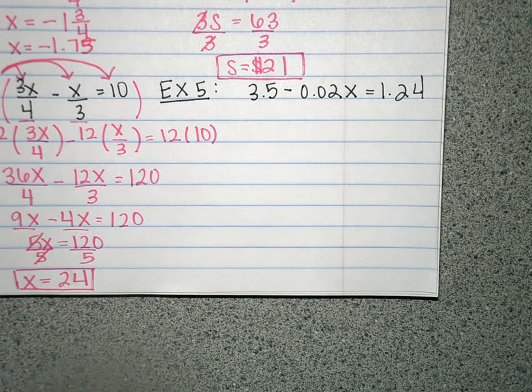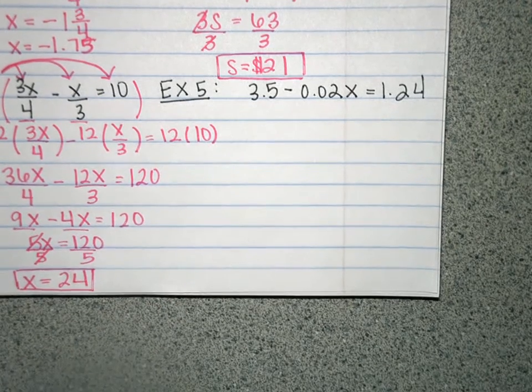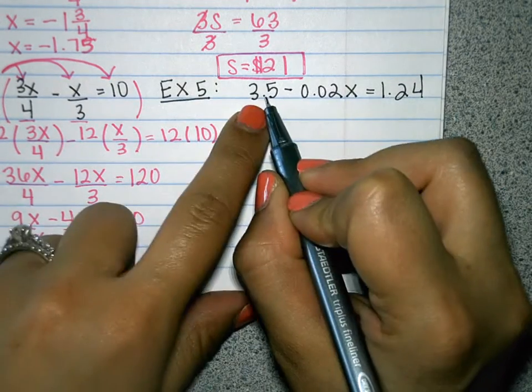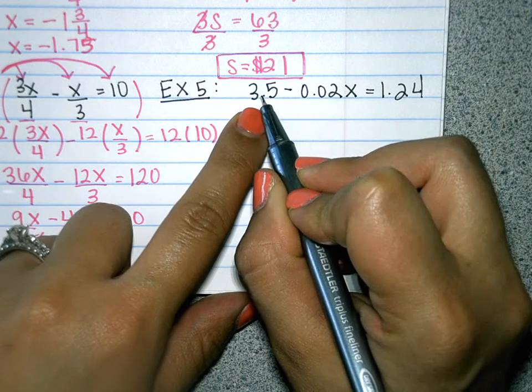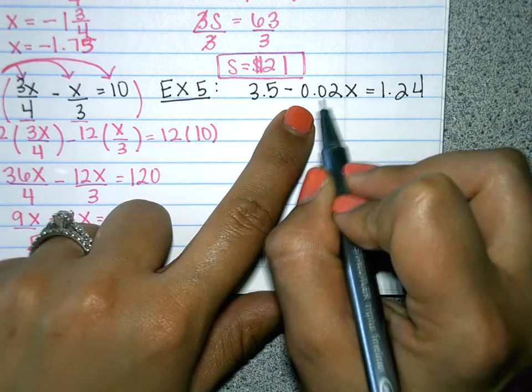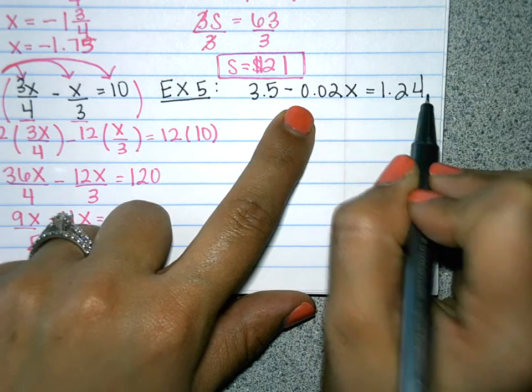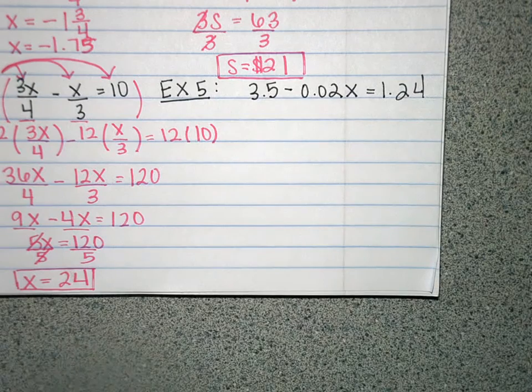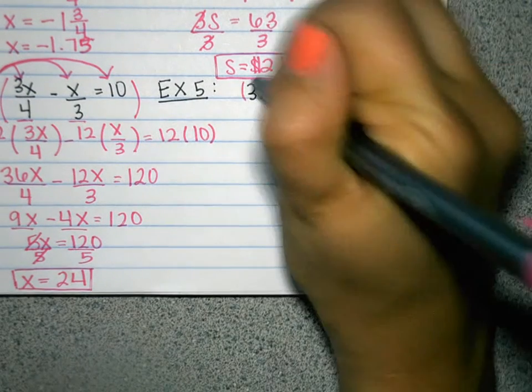So in this problem, we would like to clear the decimals so that we're only working with whole numbers. In order to do that, we want to multiply the entire equation by a number that will move our decimal place over. And remember, zeros move our decimal place over. So this 3.5, I want to move over 1, but the 0.02 and the 1.24, I want to move over 2 spaces. So I need to multiply by the number that will move my decimal over 2 spaces, which is going to be 100.